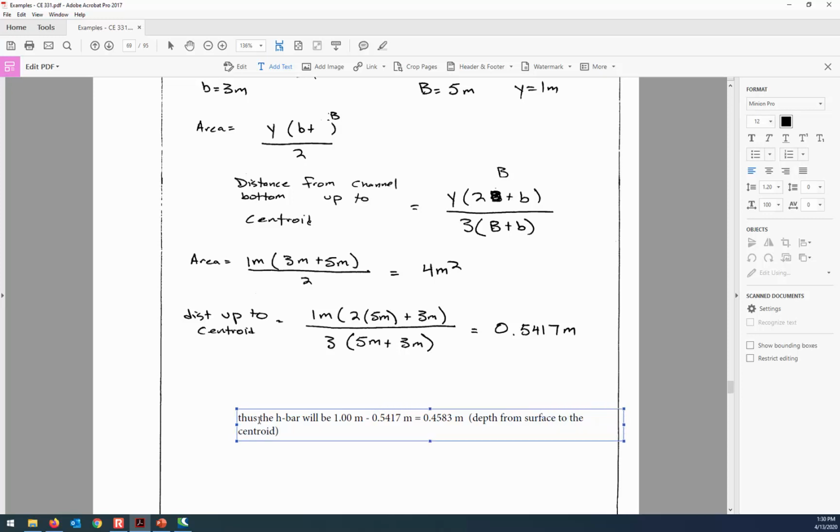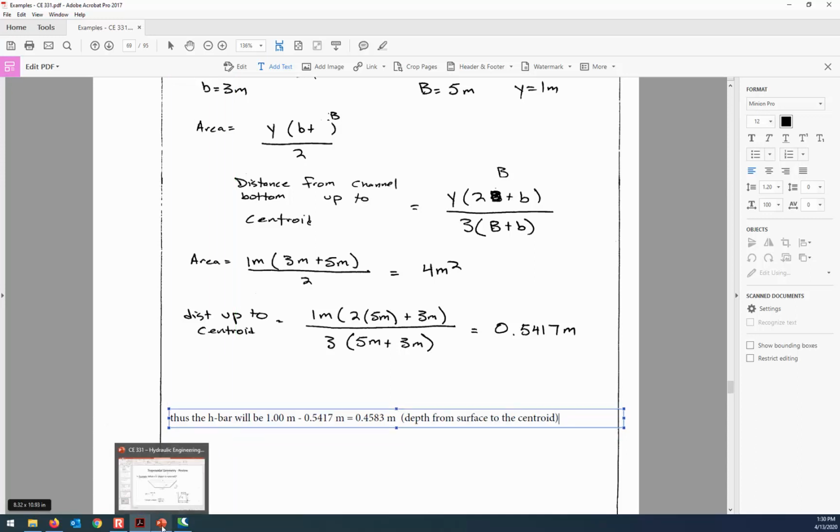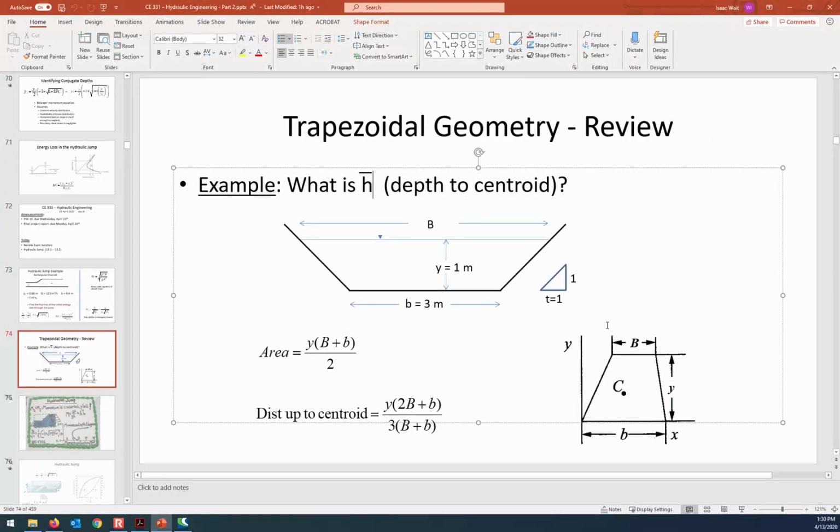And why do we care? Why am I bringing this up? It's in case we are doing a momentum depth diagram. And I think you will do a momentum depth diagram with the trapezoidal channel. I just predict that. Any questions on this illustration about how you would calculate the depth of the centroid for a trapezoidal channel?